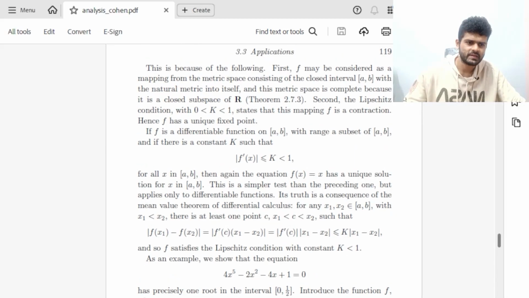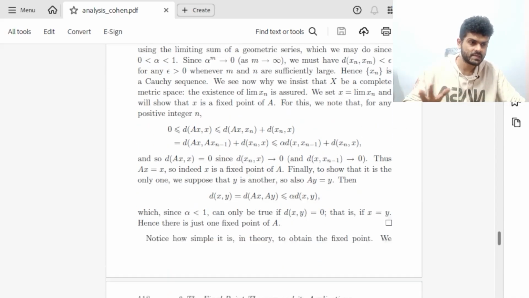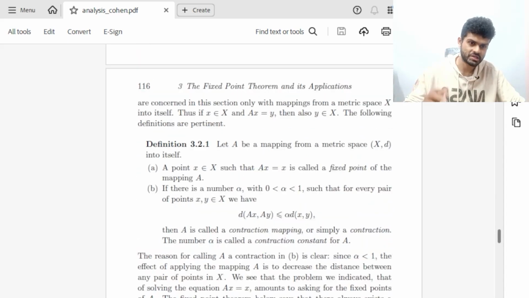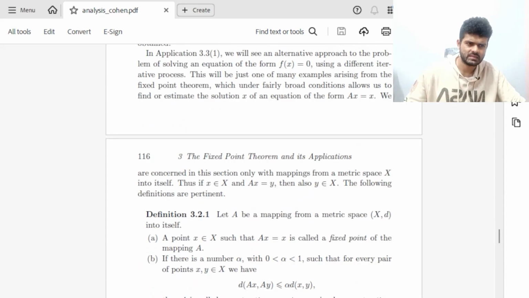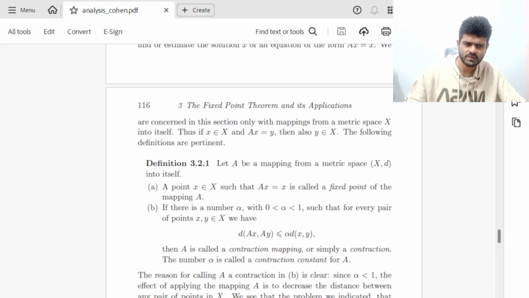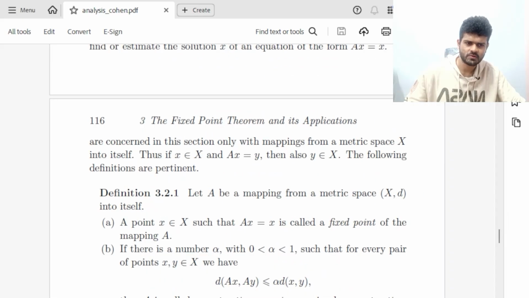But we need to look at the proof. This all comes down to fixed point theorems and contraction mappings, which is standard stuff that you see in a basic analysis course. So we'll set some context here. A is a mapping from a metric space X to itself. I have covered a video on metric spaces on my channel; you can go watch that.